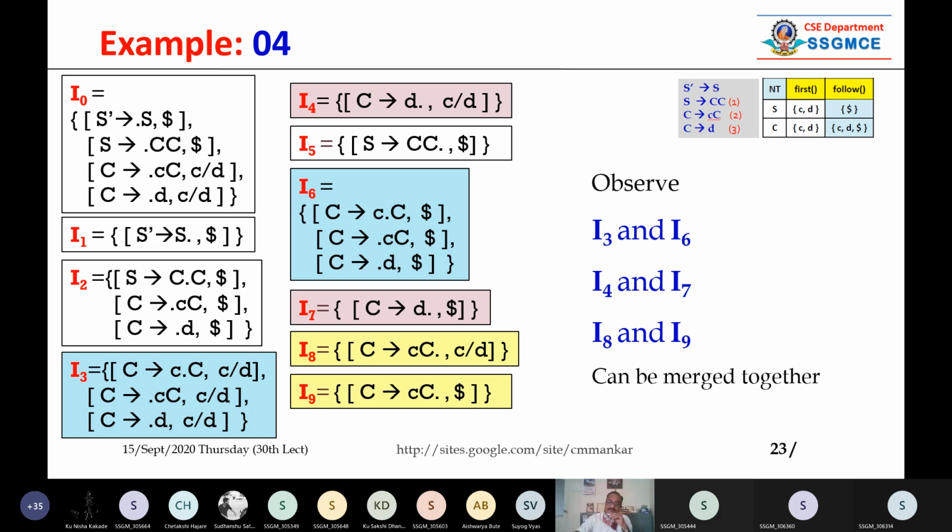See, both sets I4 and I7 contain only one production rule. I4 contains 2 look aheads, C and D, and I7 contains only 1 look ahead, that is $. But their core atom is same. Their core atom is same. For example, C is giving you D dot. So in this way, there is equivalence. So friends, you have to merge them. That's why we have identified them.